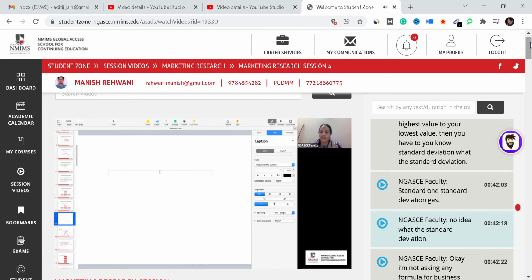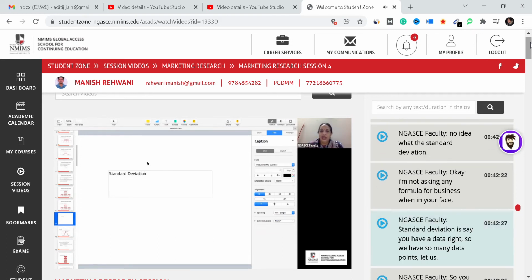No idea what is standard deviation? Okay, I'm not asking for any formula. The formula is given in your textbook. Standard deviation is, say you have a data point, right? So we have so many data points. So let us show this.